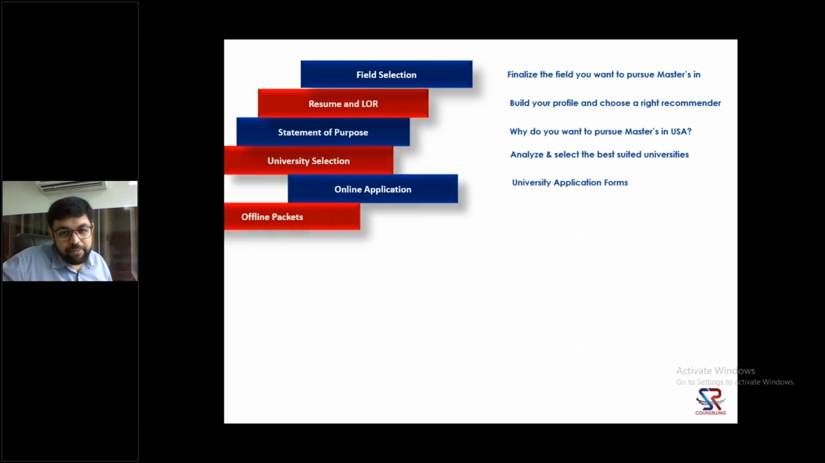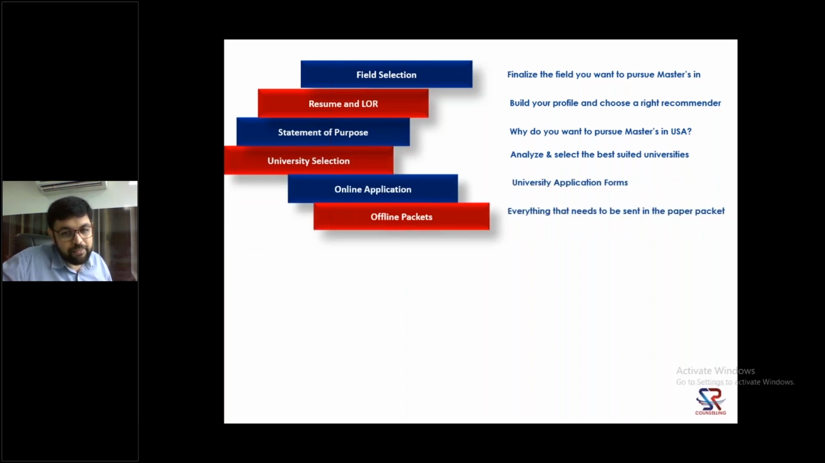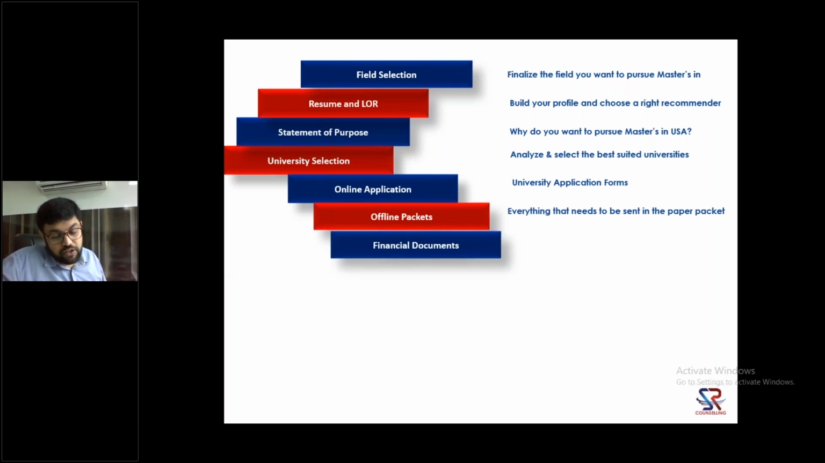Online applications, offline applications, submitting forms and transcripts and mark sheets, etc. to the university. Then the financial documents which you need to send to the university to get an I-20, very, very important. Again, not getting into the nitty-gritties of each one of these at this point of time. We can do that a little later in some other session, or you can contact me directly for that.